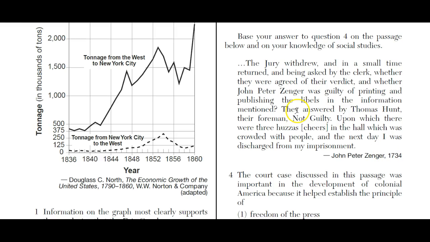John Peter Zenger writes, the jury withdrew, and in a small time returned, and being asked by the clerk whether they were agreed of their verdict, and whether John Peter Zenger was guilty of printing and publishing the libels in the information mentioned. They answered by Thomas Hunt, their foreman, not guilty.